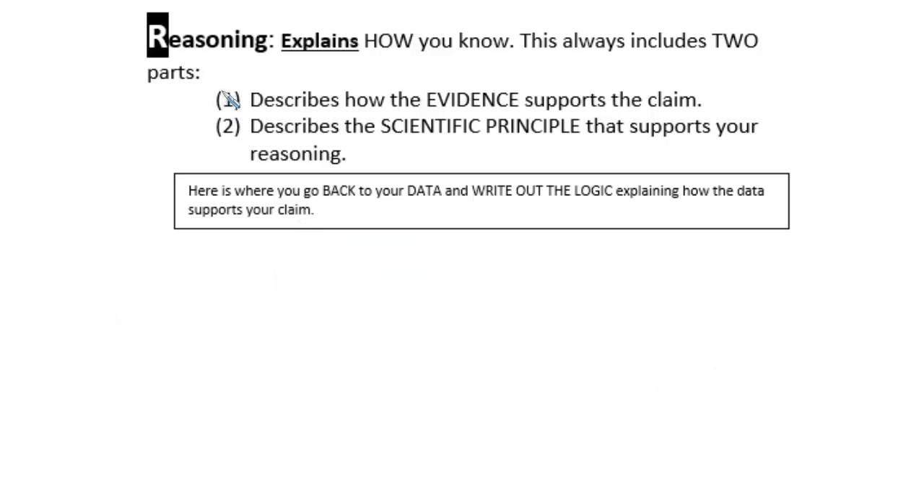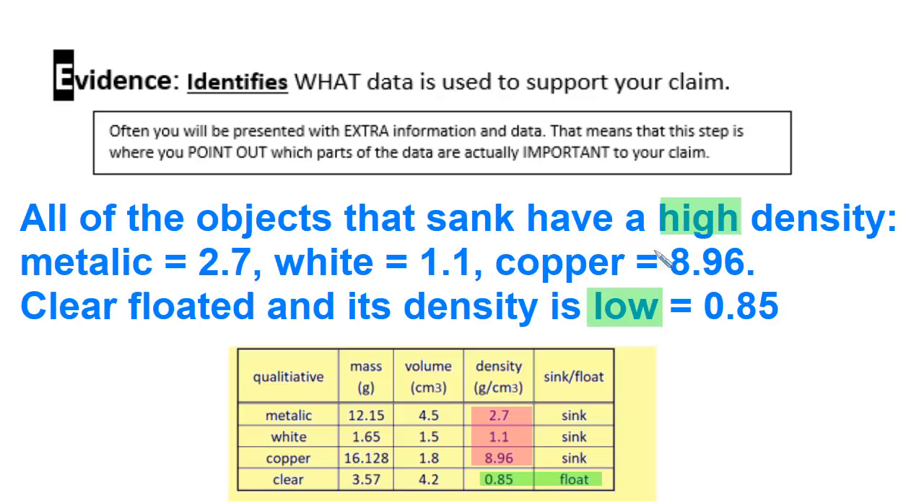And now finally we're going to write the reasoning. This is the part that's kind of the trickiest because you have to link this all together. And so big picture, what I'm noticing is this. The three with the highest density sank, and the one with the lowest density floated. Not only that though, I did look at my mass and volume, and I saw that these were random and didn't have anything to do with the sinking and floating. So I want to point that out.